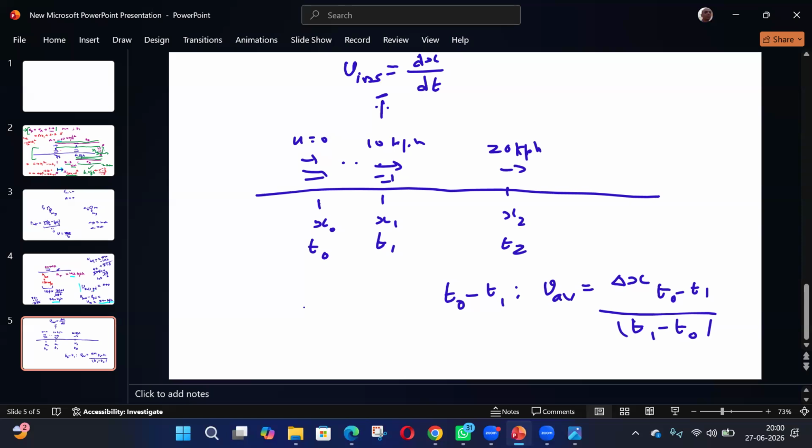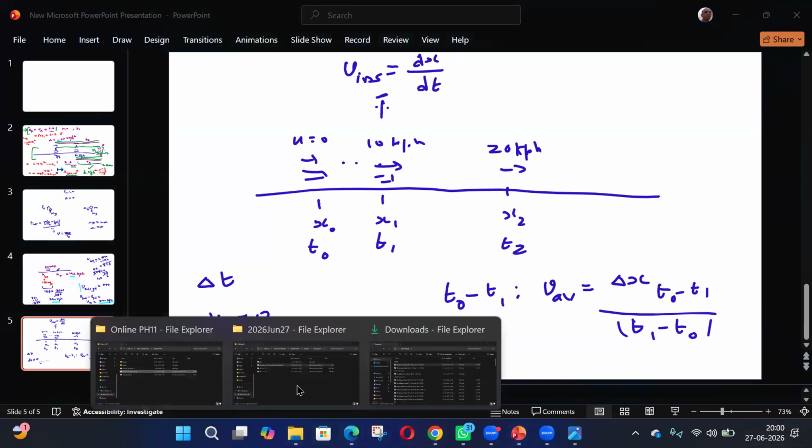Average speed is defined over a finite time interval delta t. Instantaneous speed is defined at a time interval dt, which is almost 0. So it is defined at each time. For average speed, we need a time interval. It could be half an hour or 1 hour, it could be 1 second, half a second, but it's not 0.